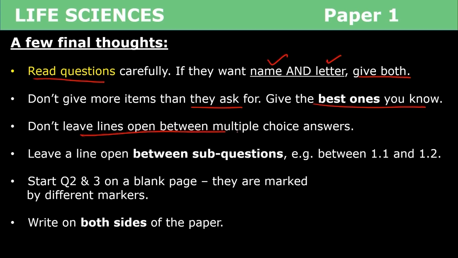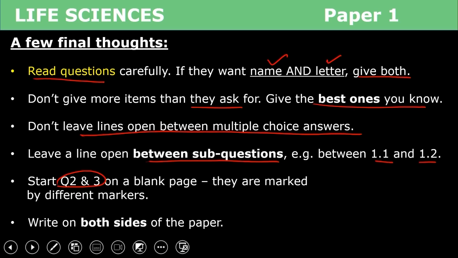Don't leave lines open between multiple choice questions, one answer underneath the other, okay? Leave a line open between sub-questions. For example, question 1.1, which is multiple choice questions. Then once you've answered all 10, skip a line, then you start with 1.2, which is terminology. Start question 2 and question 3 on a blank page because they are marked by different markers, and then write on both sides of the paper.